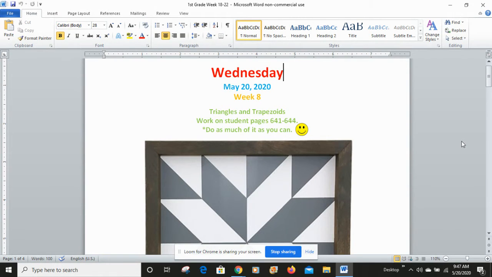Today we're starting to look at different shapes, and it says triangles and trapezoids. Do work on the student pages 641 through 644. Do as much of it as you can.